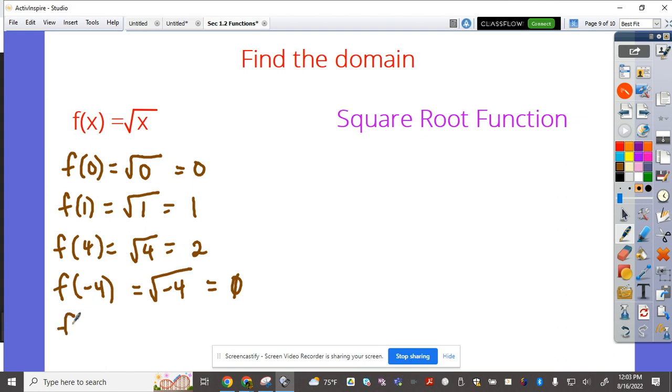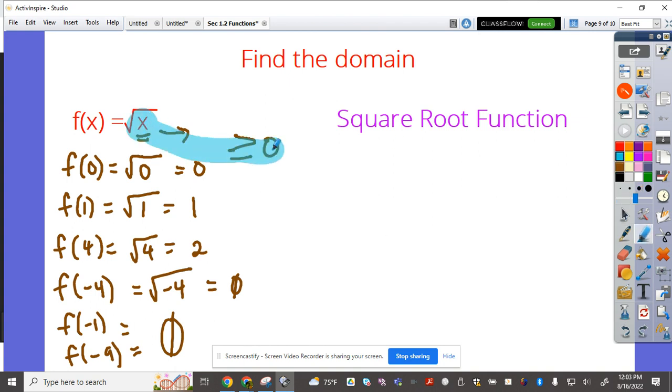So you cannot have f of negative 1, f of negative 9, or any other negative, as it will give you undefined. To make the story short, any radicand, the expression inside the radical, has to be greater than or equal to 0. So we grab the radicand and set it greater than or equal to 0, and that will give us our domain. In this case, the domain is all real numbers x greater than or equal to 0, including 0, because the square root of 0 is 0.